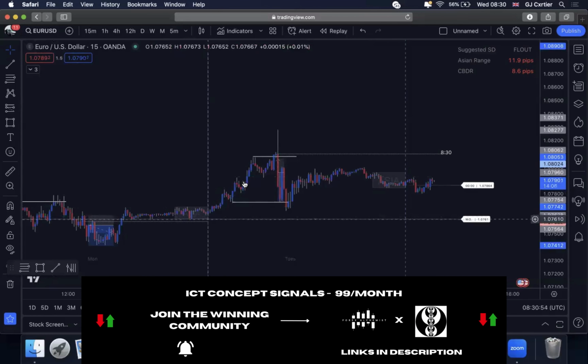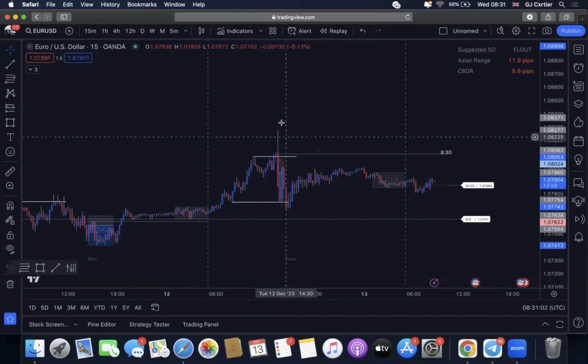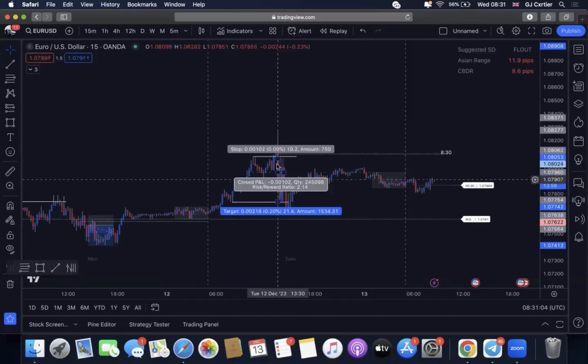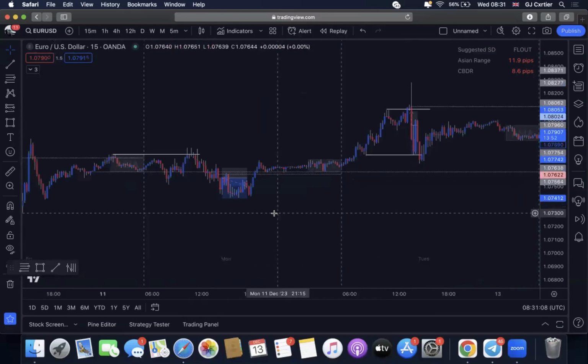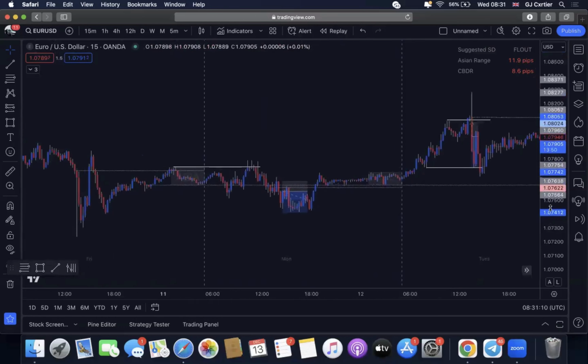But again, other confluences did come into play within this trade. We were miles above Asia and midnight open price. So that is why you can see I was looking for a short on this bearish order flow coming into the market. Monday, don't usually trade Mondays, but we did have another opportunity.